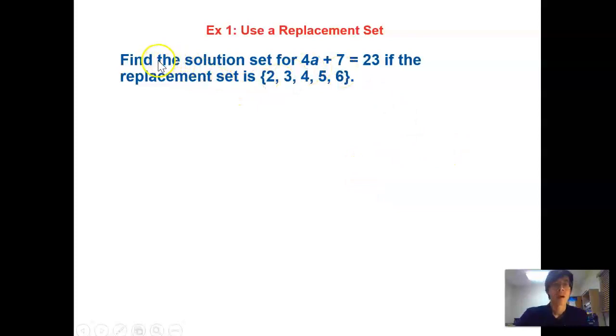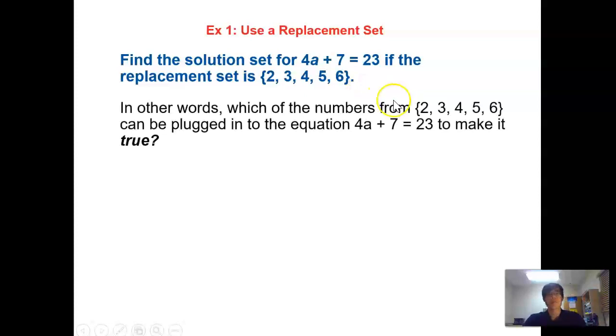So check it out. We're going to find the solution set for 4a plus 7 equals 23 if the replacement set is this list of numbers. In other words, which of the numbers from this list right here, 2, 3, 4, 5, 6, can be plugged into the equation 4a plus 7 equals 23 to make it true. Okay, so let's build a table to see if this works.